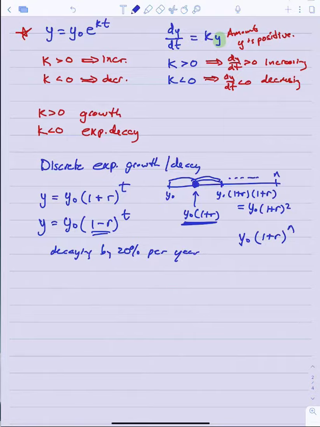Okay, if something decays by 20%, how much is left? 80%. That's because if I started out with an initial amount of y sub 0, I would need to multiply it by the decay factor 1 minus 0.20. And basically, what is that? It's taking 100% of y0 and taking away 20% of y0. Okay, that would be y0 times 0.8.